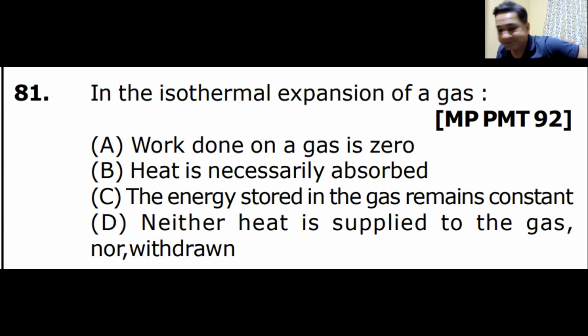Question number 81. In an isothermal expansion of a gas, A, B, C, D, 1, 2, 3, 4. Work done is 0. Heat is absorbed. Energy stored remains constant. Neither heat is supplied nor withdrawn.